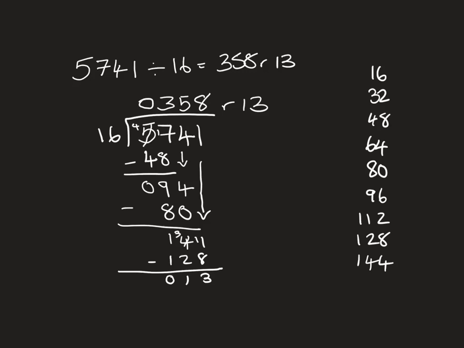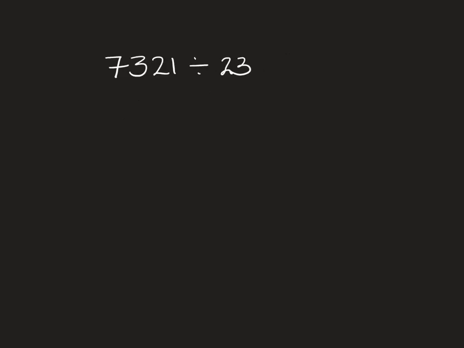Okay, let's have a look at another example. So this time I've got 7,321 divided by 23. So again, write 7,321 in the bus stop method divided by 23. And now I'm going to write down my fact box for the 23 times table.